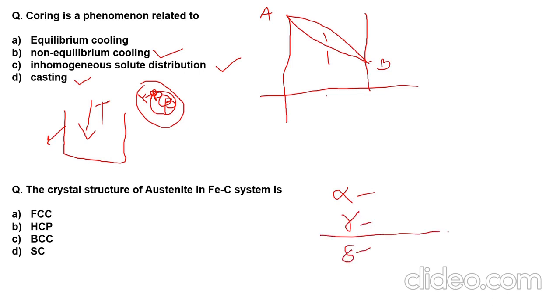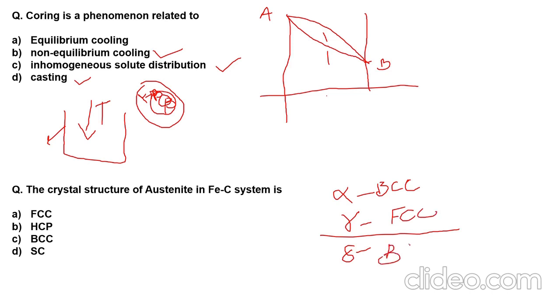Mostly we are concerned with alpha and gamma in heat treatment or in steel applications. So alpha is your ferrite phase, which is BCC. Whenever you are given a steel at room temperature, the structure will be BCC, right? Gamma is another phase, which you get if you are doing equilibrium cooling, and that is your austenite. So austenite is always FCC, and your delta is also BCC.